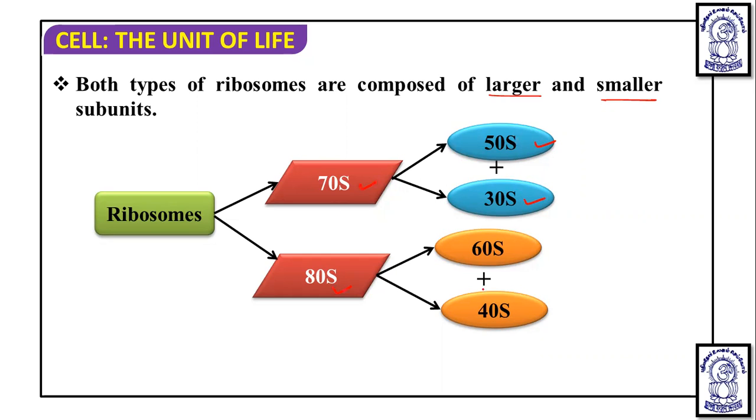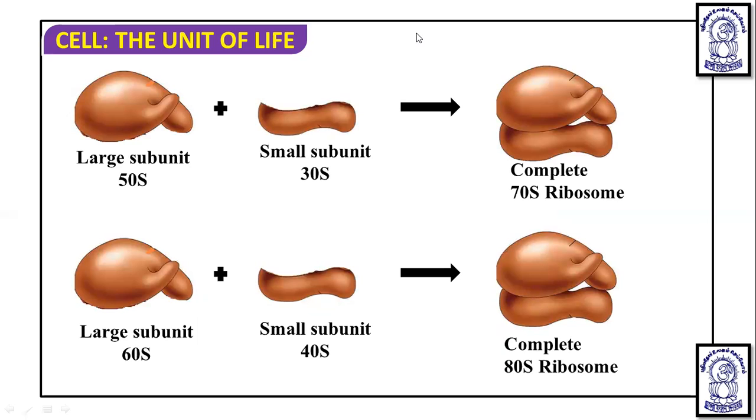The same happens in the 80S. It is made up of two subunits, a 60S subunit and a 40S subunit. So these are the different ribosomes which are found. Now we can see the ribosome looks like this. This is the larger subunit, which is 50S, this is the smaller subunit, which is 30S, and the complete one is the 70S ribosome. The large subunit of the 80S is 60S plus 40S, and together they give rise to the complete ribosome.